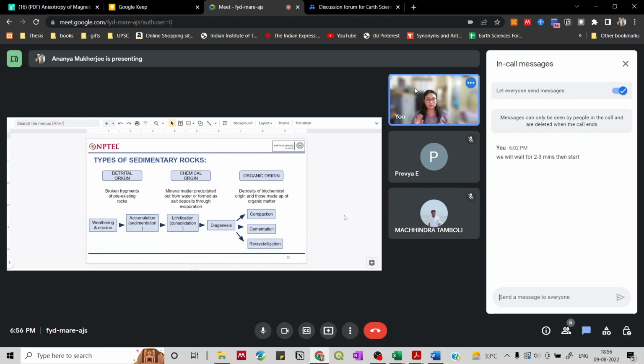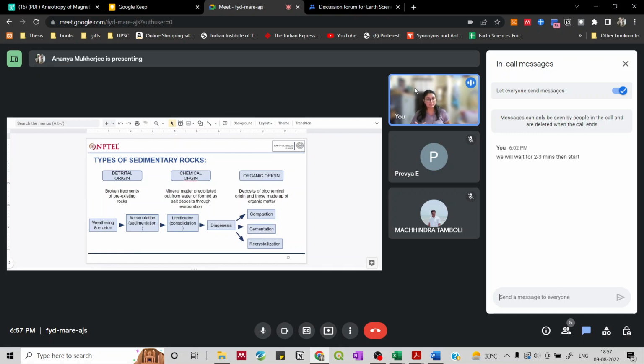So now we come to the types of sedimentary rocks. You have three origins of it: detrital, chemical, organic. So detrital is like the pre-existing rocks. They are disintegrated. They form different rock fragments. They are then carried to another place and deposited over there. Like we can see, with weathering, rock fragments are formed. After weathering, accumulation at a place takes place. Then, due to either some tectonic processes or just due to the pressure of the consecutive accumulation of sediments, lithification or consolidation happens.